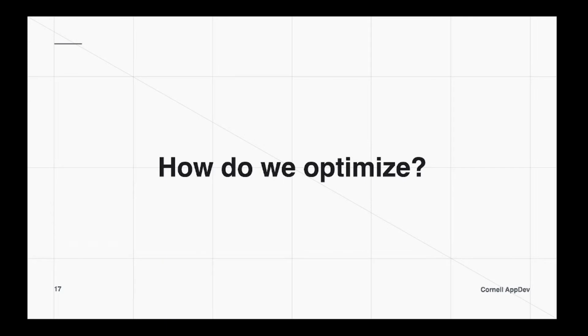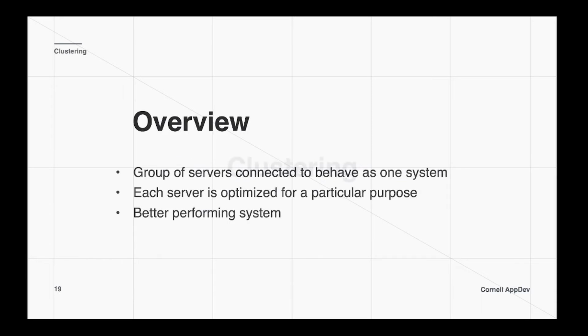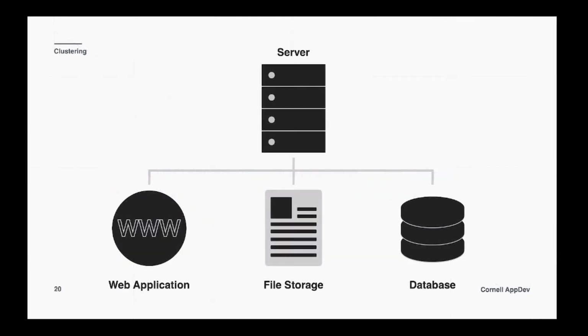So that's essentially all you need to know about how to use servers and how to connect with them. But how would we optimize the way we're using servers right now? We can do it with something called clustering. Essentially, instead of having one server that runs everything, we can have groups of servers. And as long as you have lots of servers optimized for specific things, it's going to give you a much better overall system.